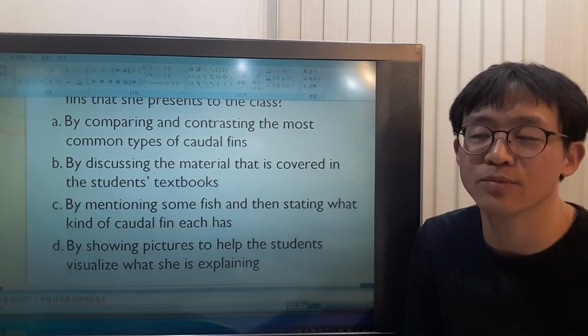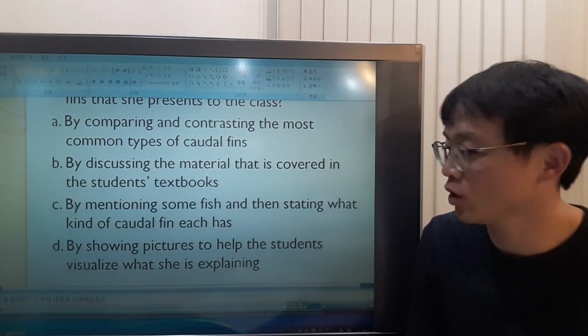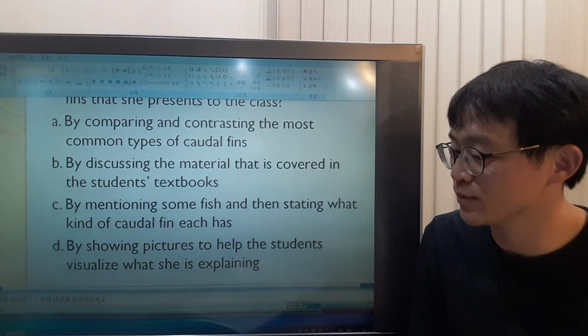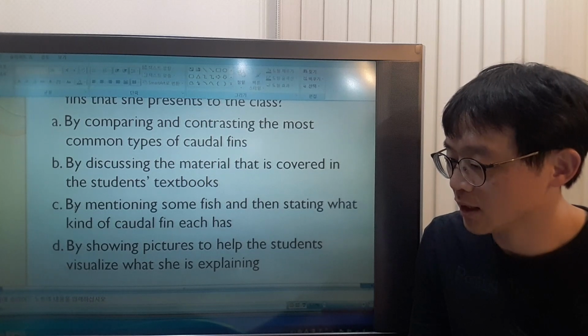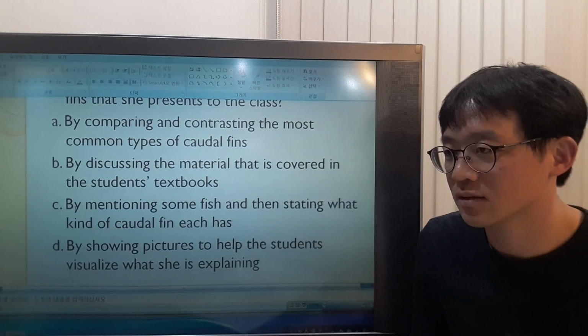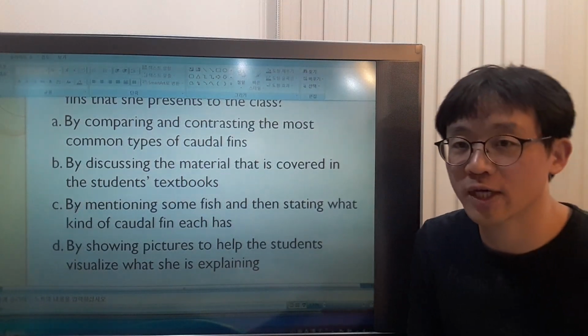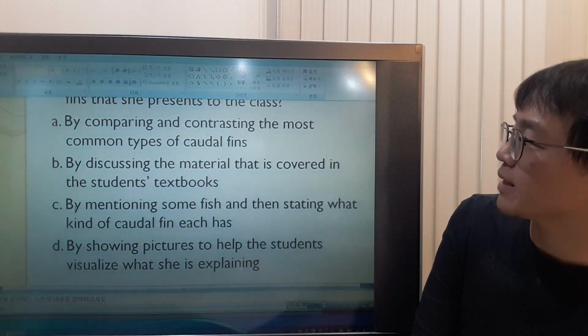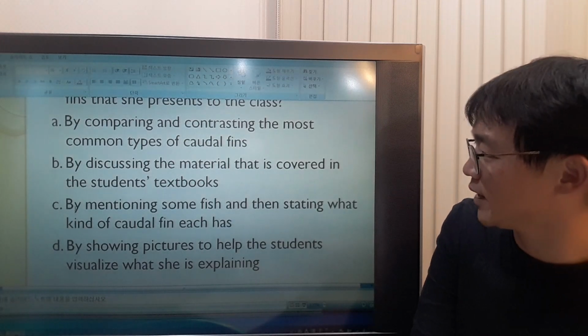What does visualize mean? Visual means related to seeing. So visualize means to make the person who's hearing form an image of that in his head. All right? So D is the answer. Let's look at other options. A, by comparing and contrasting the most common types of caudal fins.